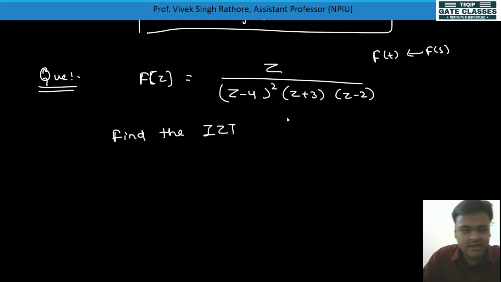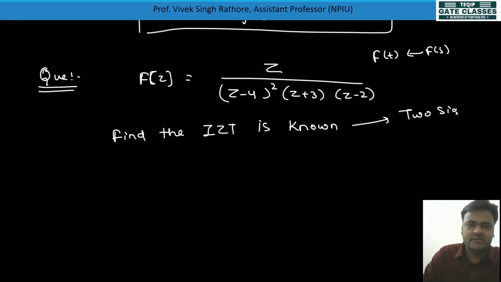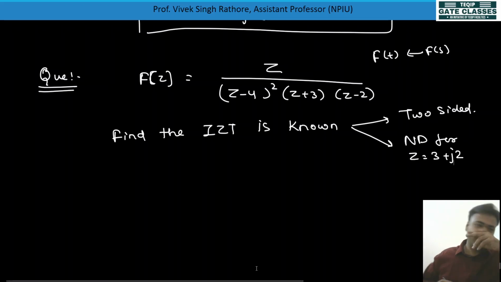So the inverse z transform is known to be two-sided. This is given in the question, so that is the first thing we have understood. The second thing given is that it is not defined for z equal to 3 plus j2. We need to calculate f of n, and multiple f of n can come. But we know that f of n will be two-sided, and it will not be defined at z equal to 3 plus j2.